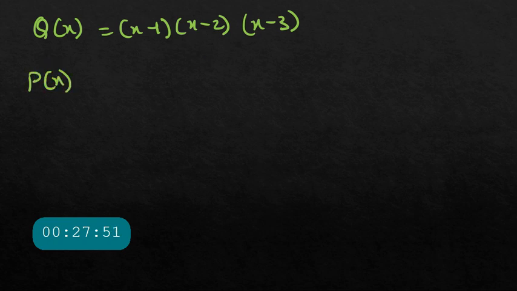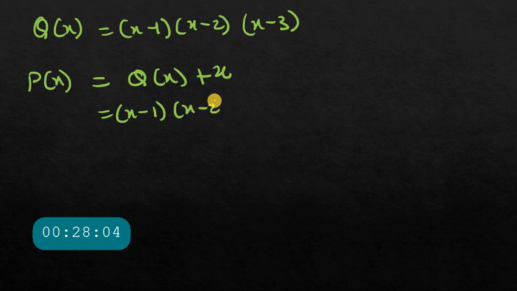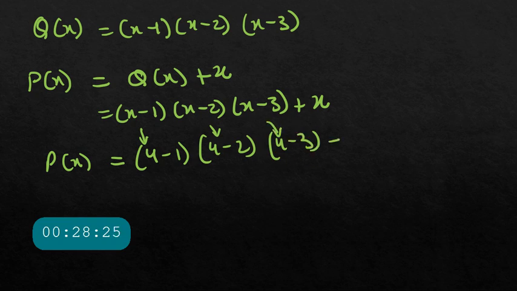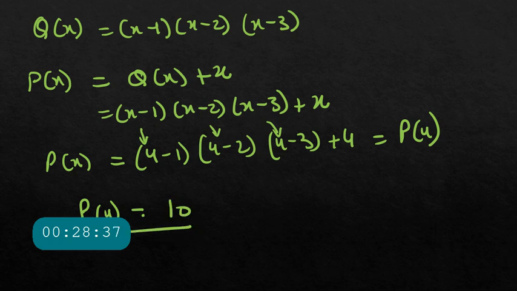This means P of x, what will it be now? As I have discussed, according to the identity theorem, it is Q of x plus x, right? Now if I expand this, I will get (x minus 1)(x minus 2)(x minus 3) plus x, right? So what will P of x be now? Now I am going to substitute 4 in place of x, 4 in place of x here, 4 in place of x here, and 4. That means now I am calculating my P of 4. So if I calculate my P of 4, I will get 10. Okay? So instead of x here, basically I am going to use 4. Clear now? I hope you have understood the identity theorem, right?